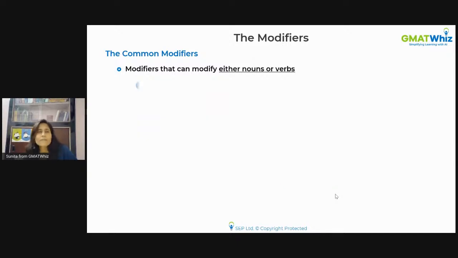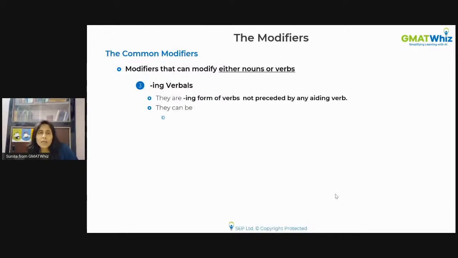Continuing with common modifiers, you have the ing verbals. Now, we've already understood that ed verbals modify only the nouns. On the other hand, the ing verbals, that is words ending with ing, can modify both a noun and a verb. They are the ing form of the verb, and they are not preceded by any helping verb. That is how they are verbals, that is modifiers, but not verbs. They can be single words or phrases, and they can modify either nouns or verbs.